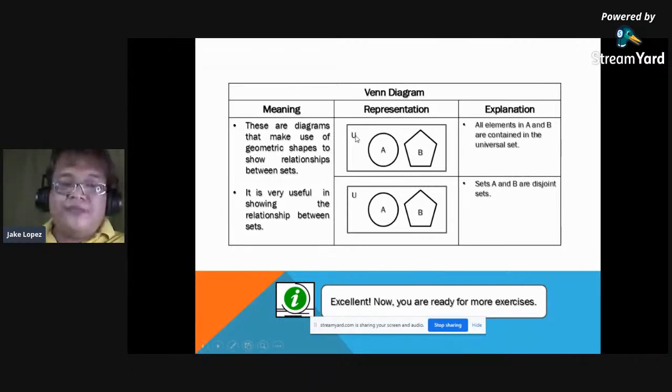So, si U, etong si U, lahat ng nasa loob nito ay kabilang sa universal set. It is very useful in showing the relationship between sets. So, yung relasyon, ano yung relasyon? Ano, what you're thinking. Yung relasyon, ibig sabihin, ano ba yung kaugnayan niya? Sa symbol na yan, ano bang kaugnayan niya sa next symbol?